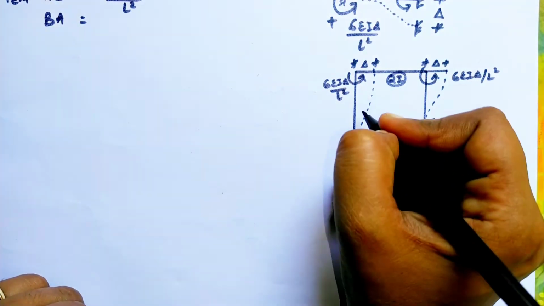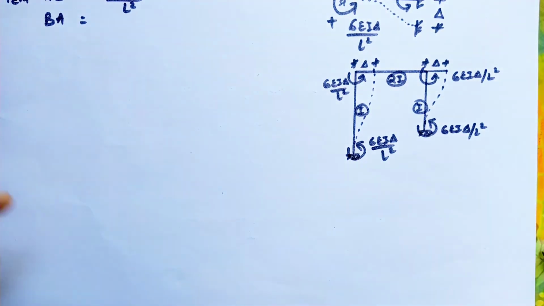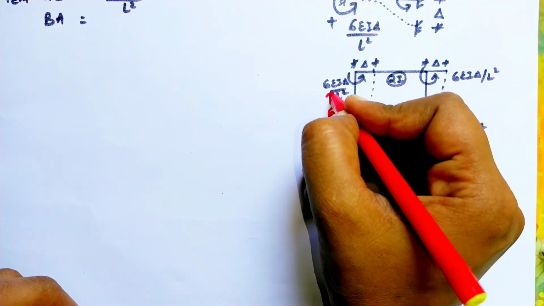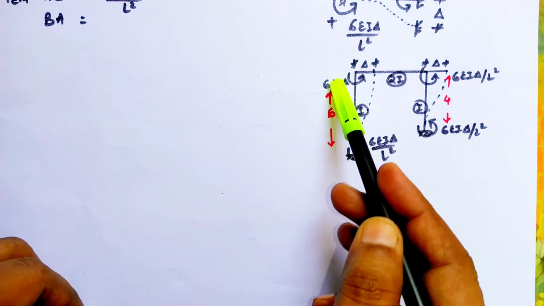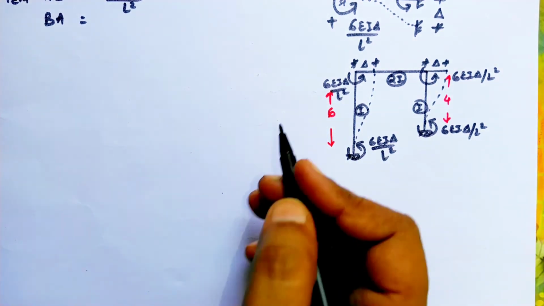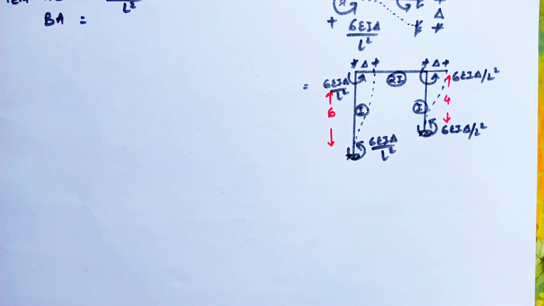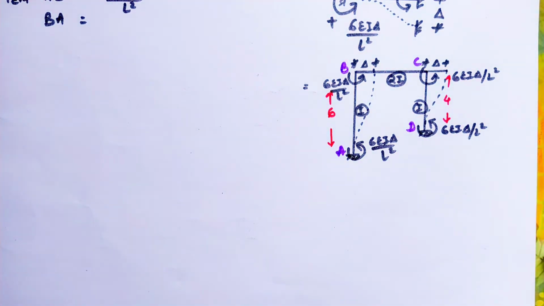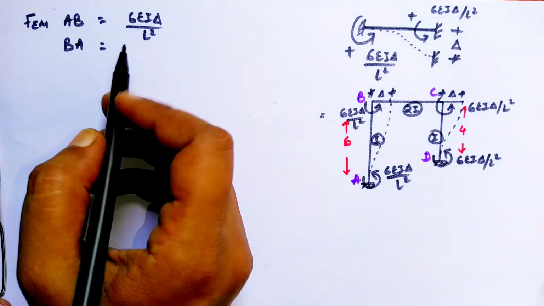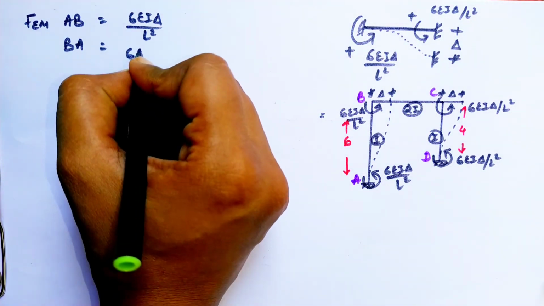Now again we have to do one more analysis. Stay with me. So here we are. This is our frame. This is the length which is given and these are the moments. First we'll be calculating the moments and then we'll be analyzing the sway frame. So here we are. Your AB is 6 EI delta by L square.